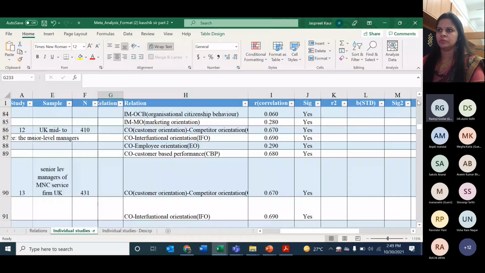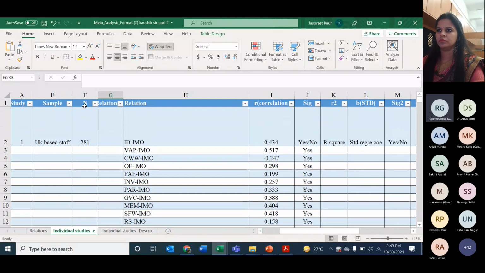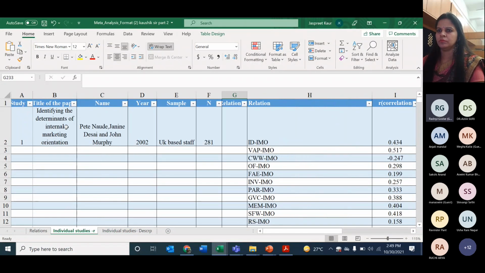So for different papers, we can have different formats. Okay, but because Kaushik sir has taken the pain to make these sheets, he'll be more than happy if I can show it to you people, if it helps you in any way. These are the sheets we are working on for a paper. Okay, and the paper is on IMO, internal marketing orientation. We are trying to do a meta-analysis on it.